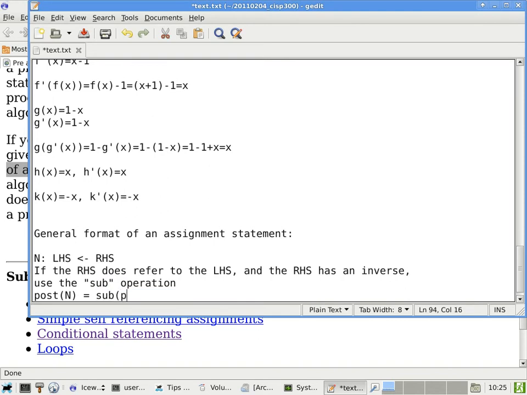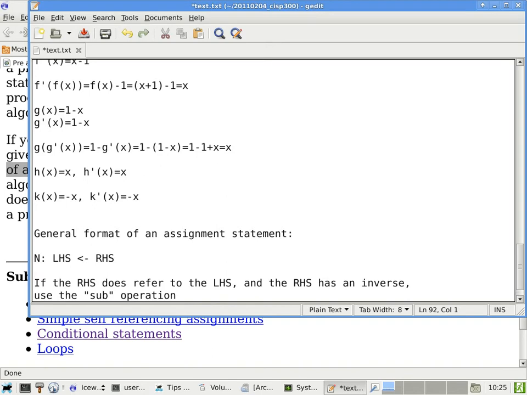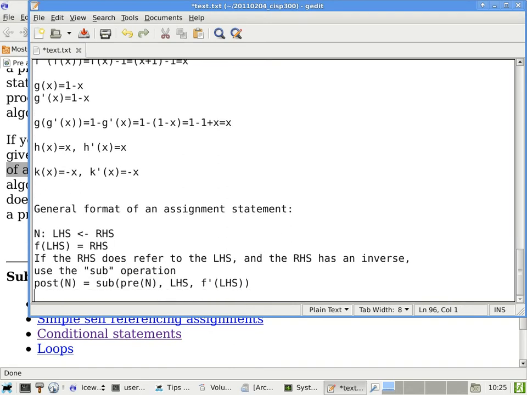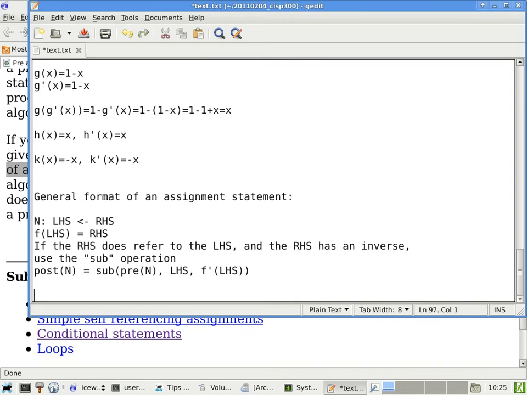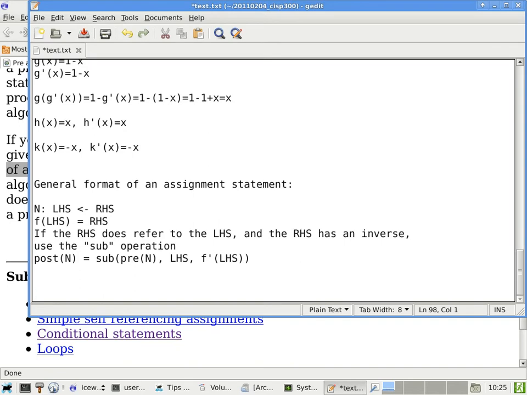We take whatever we know about the precondition of line n. Whenever we see the left-hand side, we apply the inverse function to it. So we have f prime of LHS applied to it. We have to further define this as f of L, the right-hand side is the left-hand side. That's the template that we are going to use. Are we doing okay so far with the template? I know it's kind of abstract at this point.